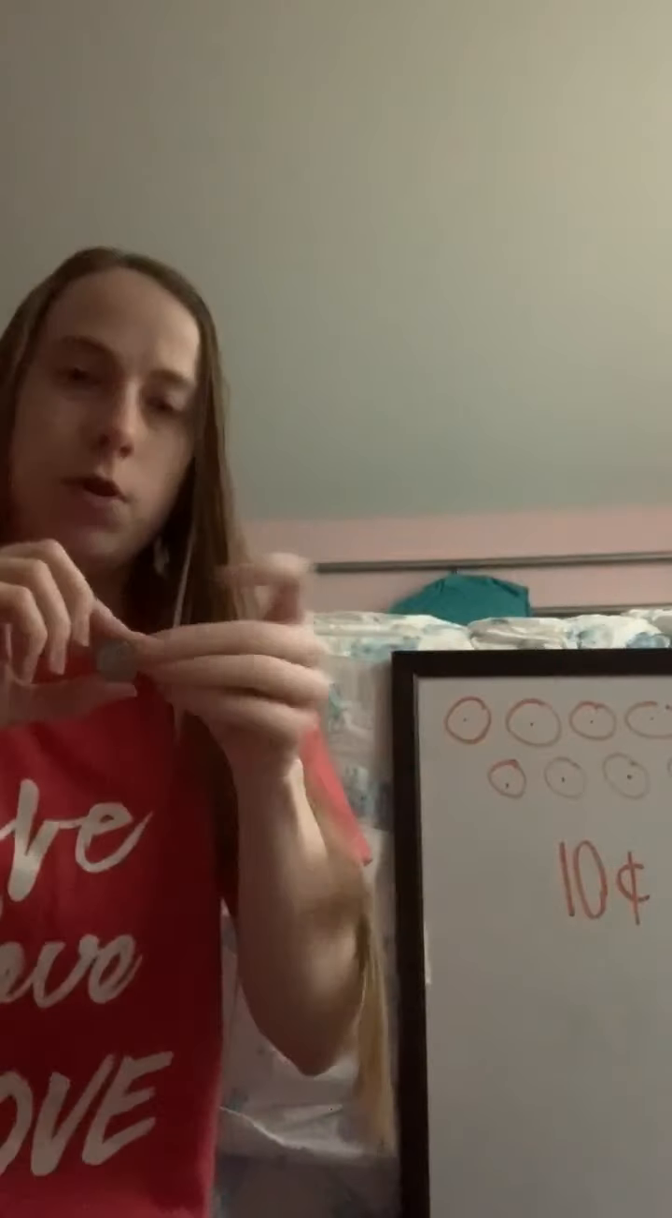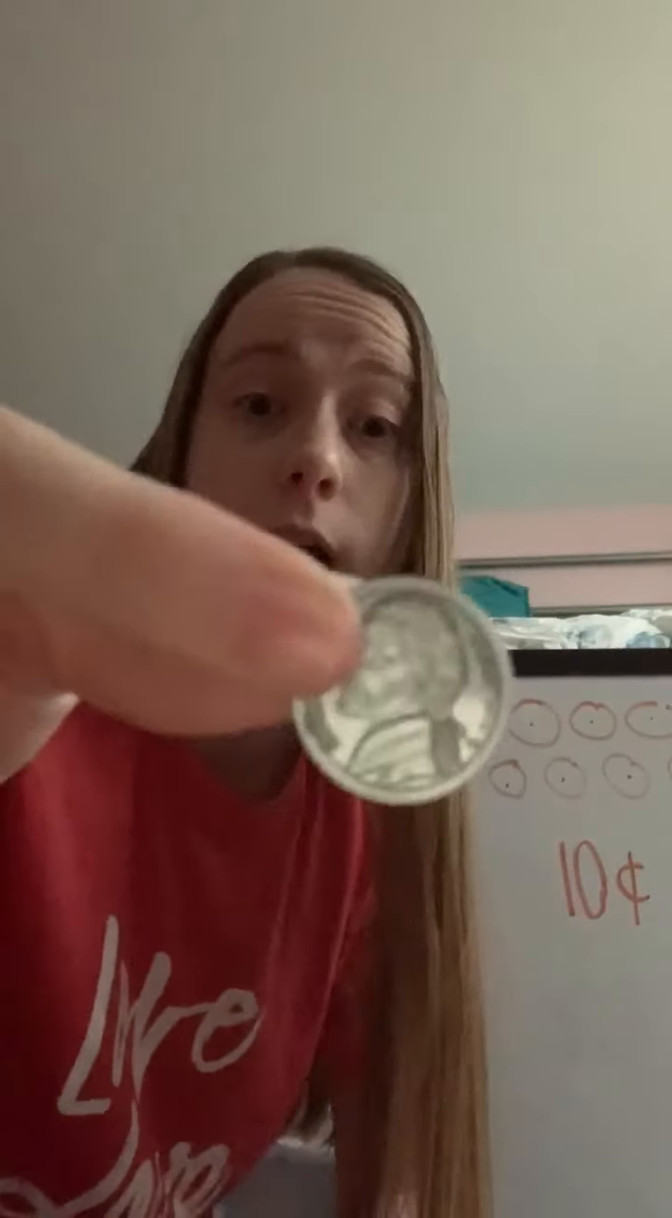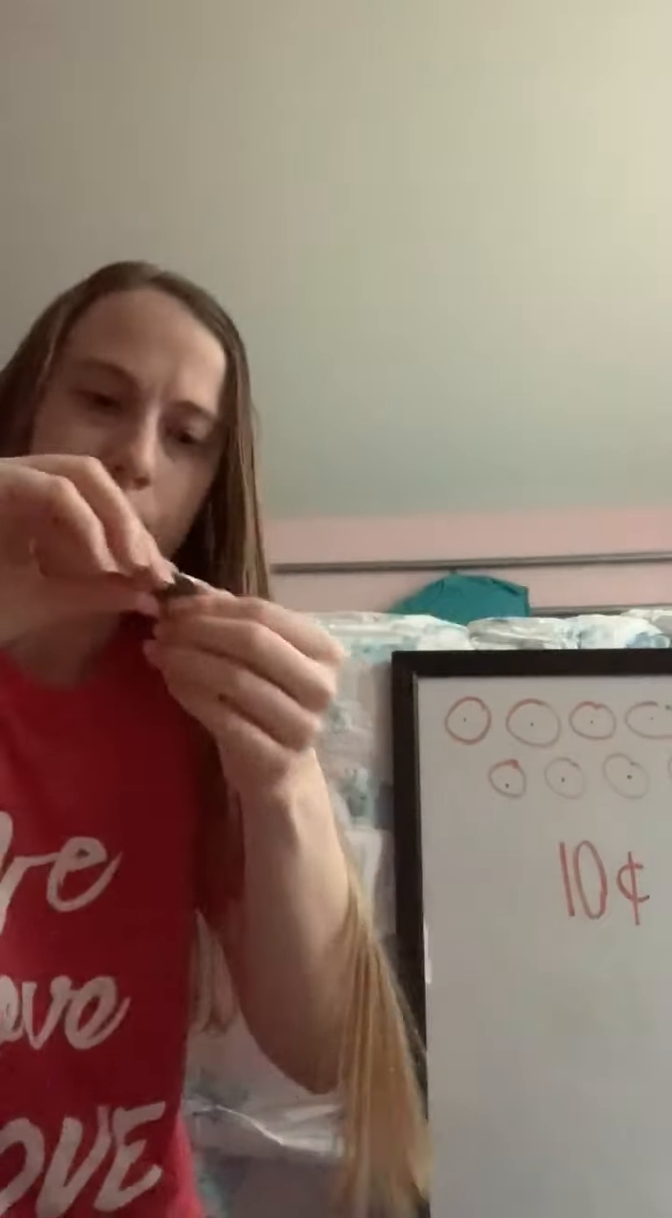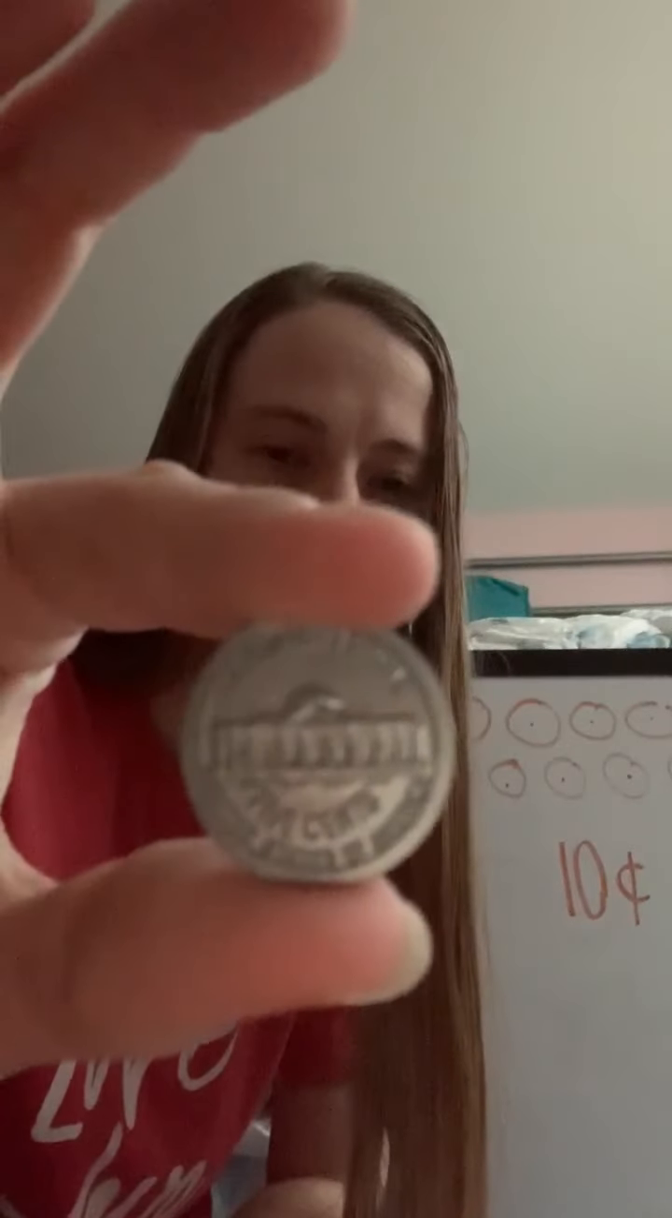The next coin that we're going to talk about is this one. If you look at it, it's a little bit bigger than a penny. Find my penny. It's a little bit bigger than the penny. It's kind of like a grayish silver color. There's another picture on the front of a president. This is Thomas Jefferson. On the back, there's a building. That's called the Monticello. That's where Thomas Jefferson lived.